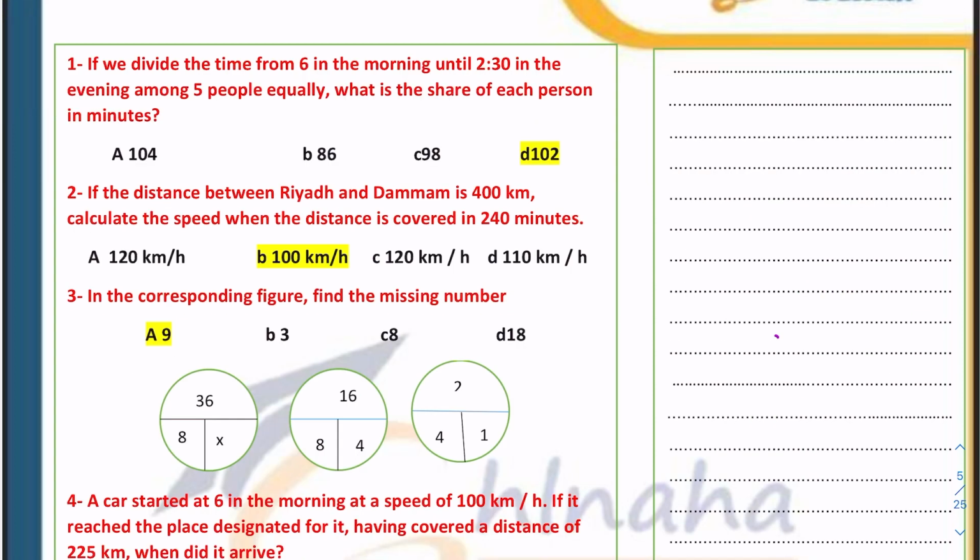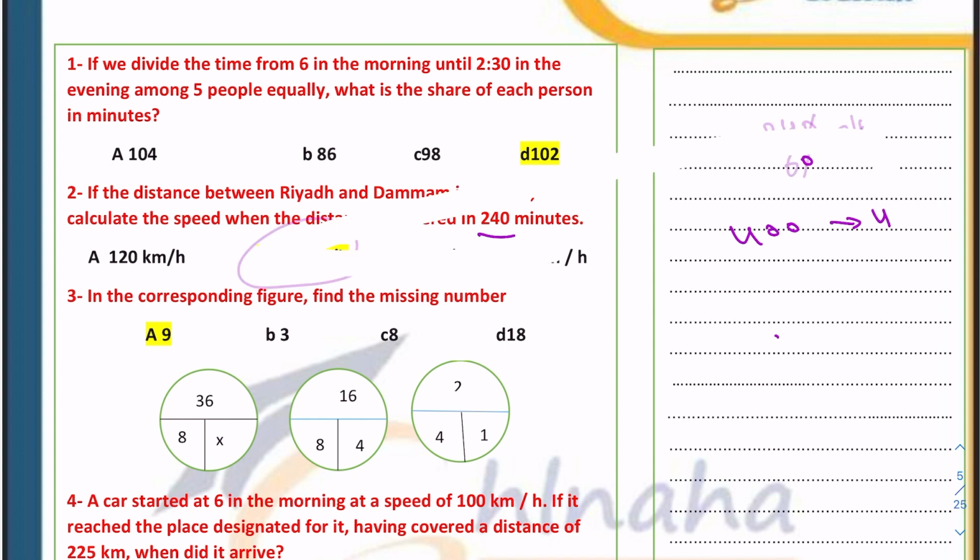If the distance between Riyadh and Dammam is 400 kilometers, calculate the speed when the distance is covered in 240 minutes. 240 minutes is how many hours? I will divide 240 minutes by 60, so it will be 4 hours. So 400 kilometers in 4 hours, so it's 100 kilometers per hour.